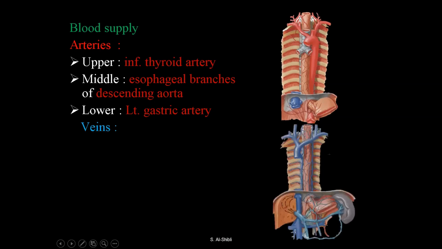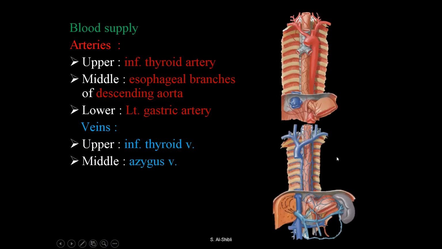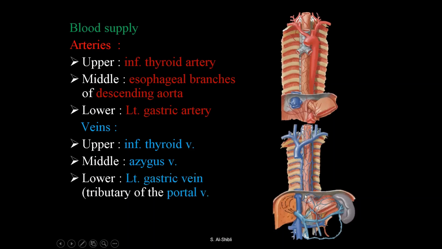The upper part drains to the inferior thyroid vein, while the middle goes to the azygos. This is the azygos and hemiazygos. And the lower part goes to the portal circulation through the left gastric vein, which is a tributary of the portal circulation. And this is a very, very important portosystemic anastomosis at the lower part of the esophagus. Okay. And you can see the difference.